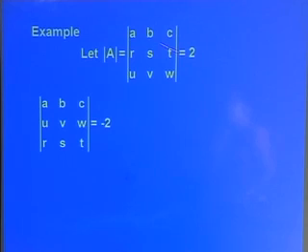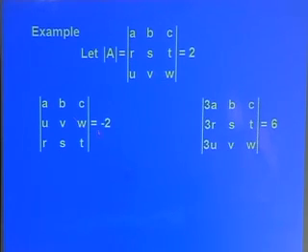Let us say A, B, C are such that this determinant is equal to 2. Then the determinant with rows A, B, C, U, V, W, R, S, T is actually obtained from this determinant by interchanging the second row and third row. Because we are changing 2 rows, the minus sign will come. Since this determinant is 2, this determinant will be minus 2.